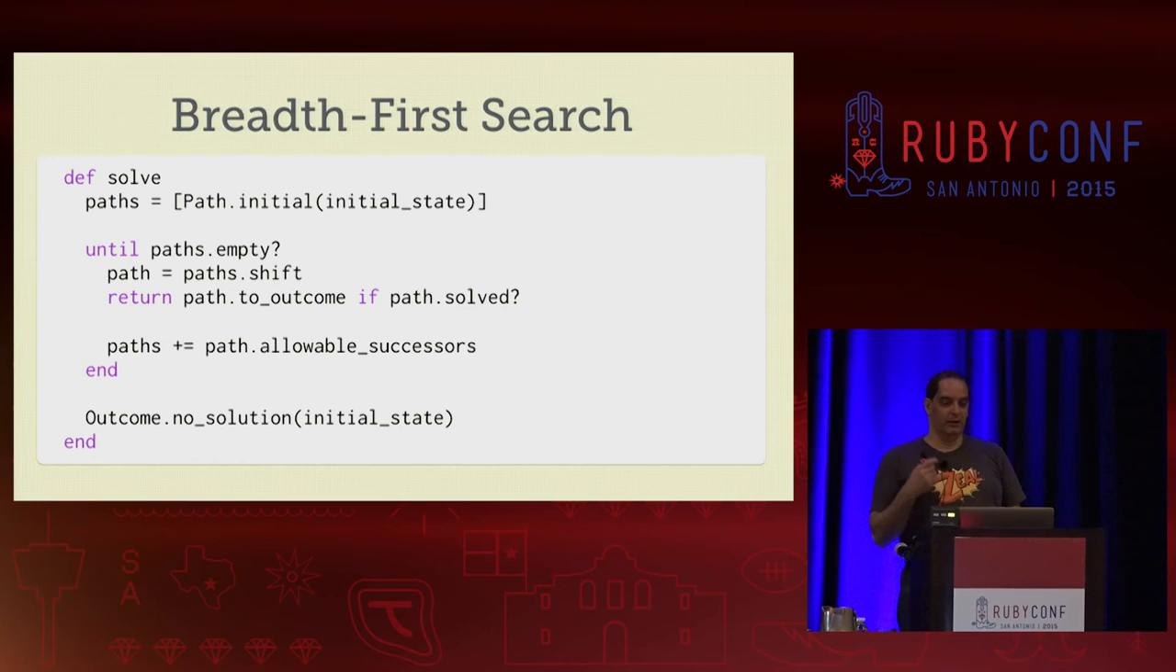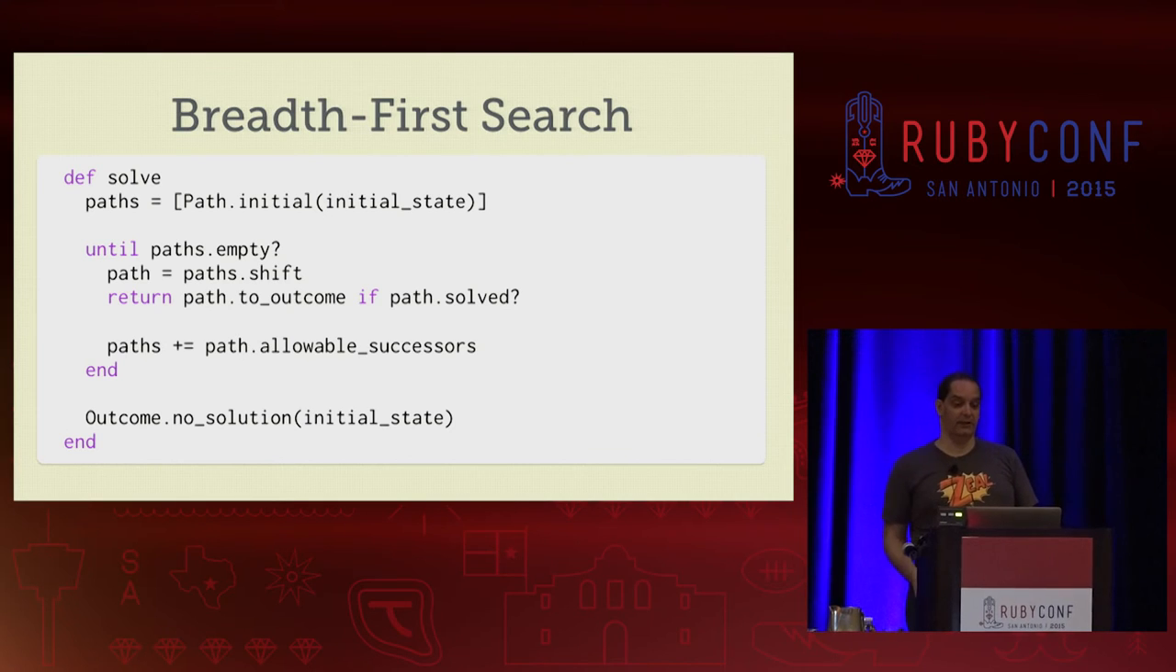You start with an array, and the array is actually serving as a data structure called a queue, which is like a lineup at a store. First person in the line is the first person out at the other end getting served. That's a queue. So that array serves as a queue. And then as long as there are paths in that queue, we'll take the first one off the list. That's what the shift does. If it's a solution, we'll return it.